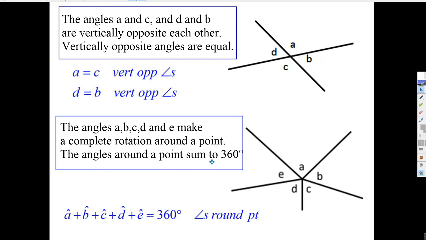Those angles are equal. Well, if you have a whole bunch of angles around a point, A, B, C, D, E, they all have to add up to 360 degrees, because you start here and rotate all the way around. You could say angles around a point or angles in a revolution. Okay, those are our three ideas. Now we're going to use them in questions.